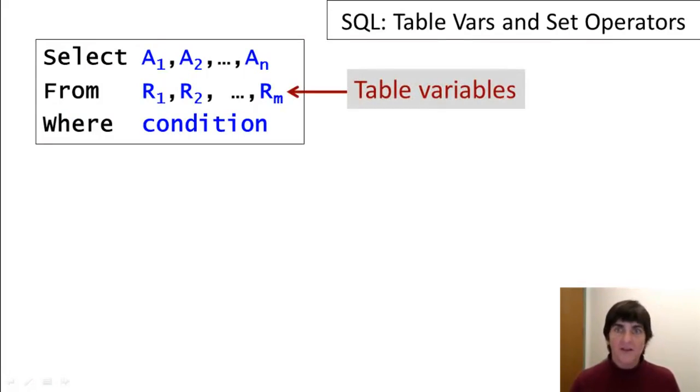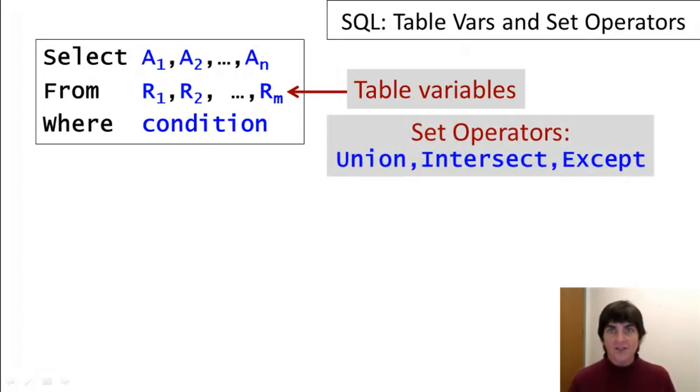The first construct is table variables. Table variables are in the from clause, and they actually serve two uses. One is simply to make queries more readable, as we'll see, but a second purpose is to rename relations that are used in the from clause, particularly when we have two instances of the same relation. And this is exactly what we needed in the relational algebra when we wrote joins that included two instances of the same relation.